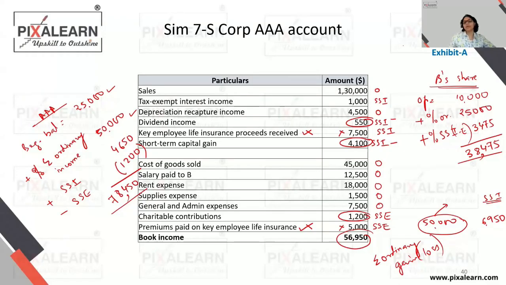And here it will only include the charitable contribution because 1,000 is also there. Tax exempt interest income is also there, yeah, but that will not add to my AAA account, right? Why? Because it is not taxable, right? It's exempt. It is not taxable, right? So this is not the figure that can be added to your AAA account because it's tax exempt. Have you understood? See, it is the amount in tax that can be added or that can be given to the shareholders, right?